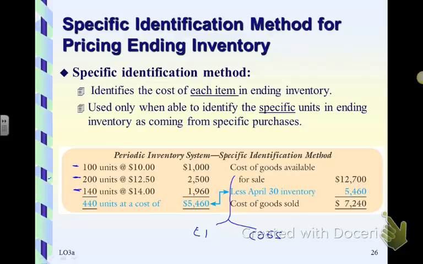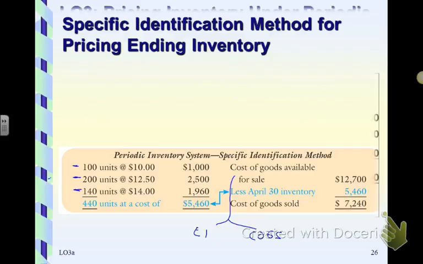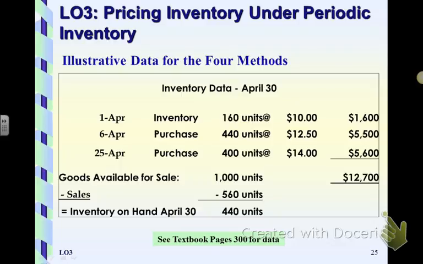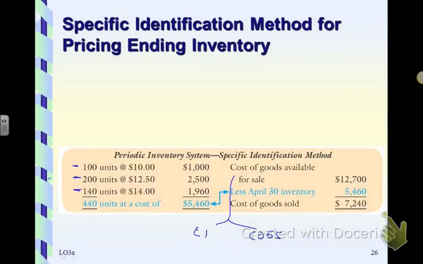Each unit was at the different values for a total cost of $5,460. So that goes into my ending inventory. And if you remember, it said my cost of goods available for sale was $12,700. So I'm taking the 5,460 and subtracting it and getting my cost of goods sold.